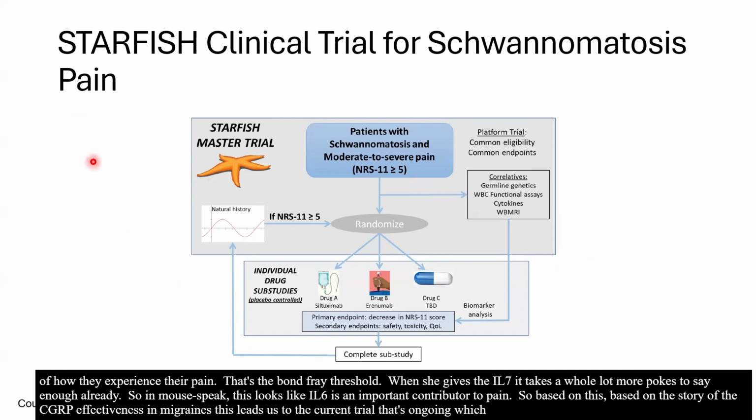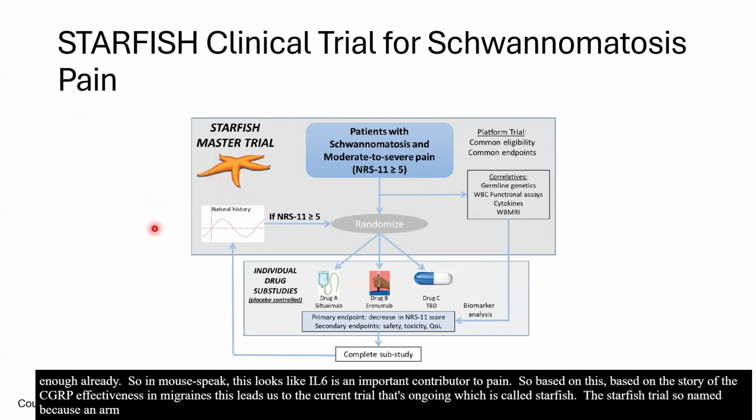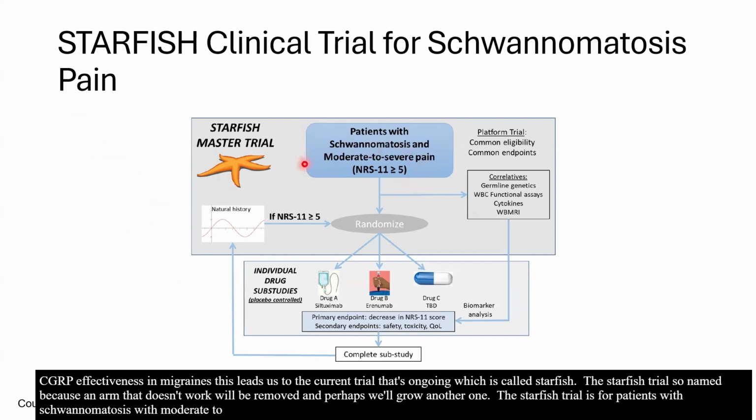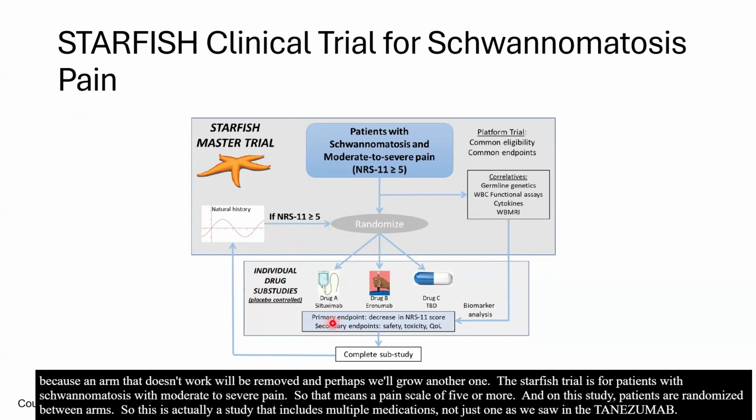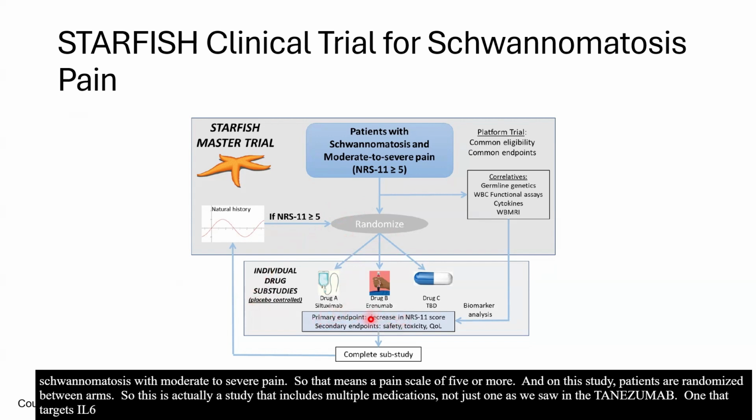The Starfish trial, so named because an arm that doesn't work will be removed and perhaps we'll grow another one. The Starfish trial is for patients with schwannomatosis with moderate to severe pain, and so that means a pain scale of 5 or more. And on this study, patients are randomized between arms. So this is actually a study that includes multiple medications, not just one as we saw in the tanezumab, but there are multiple drugs. One that targets IL-6, that's the one I just showed you we were blocking in mice, that's siltuximab, and one that blocks CGRP, that's erenumab. And so patients are randomized to one of those two arms currently.